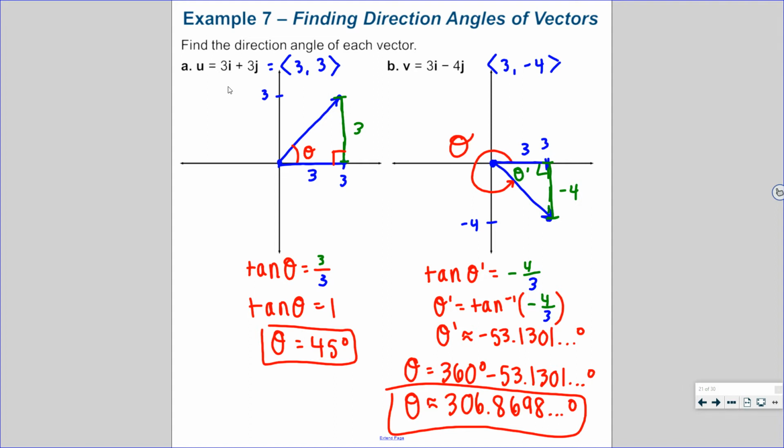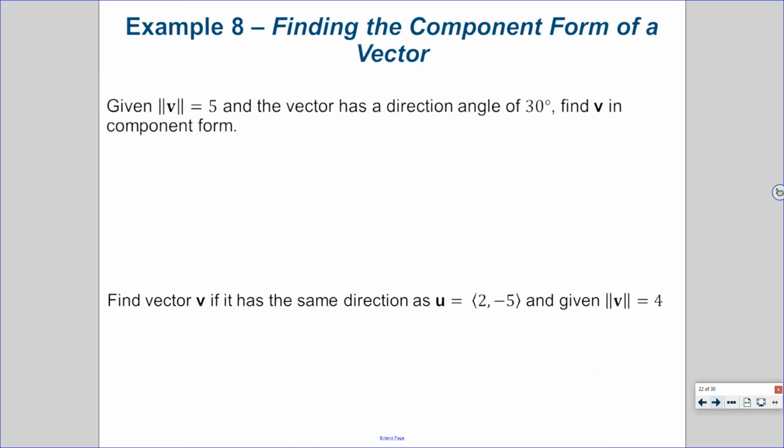Okay, we're gonna try a couple different examples. One of them I give you the direction angle, and you're gonna have to find the vector. And then another kind of vector one using direction angles, but let's try this one first.